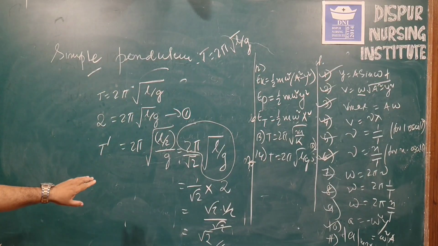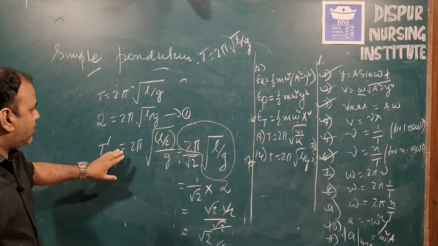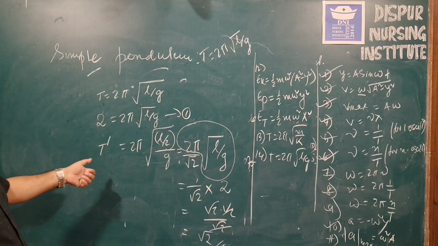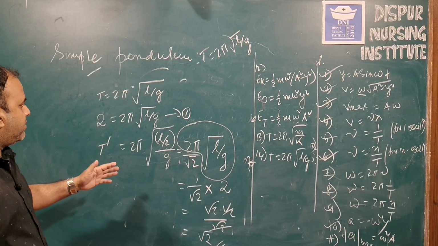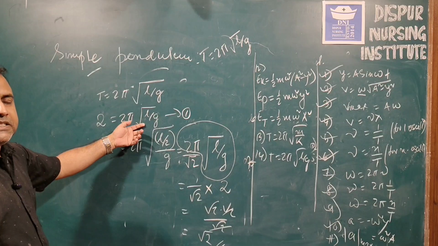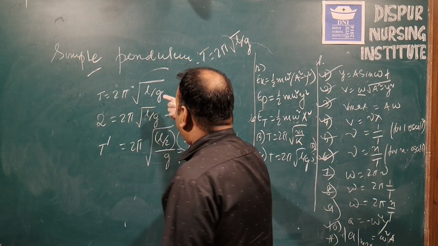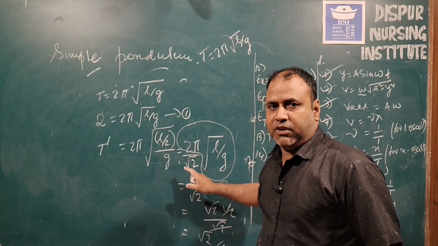So dear students, you can see in this way you have to solve all the numericals related to the time period of the simple pendulum. Only you have to remember, if the length is increased or reduced, then you always have to solve using this formula.